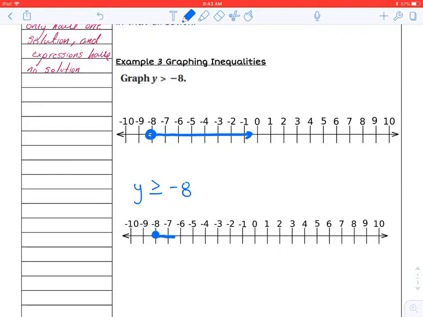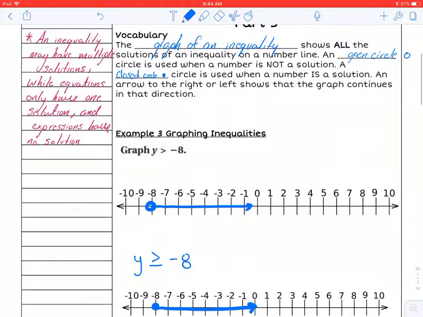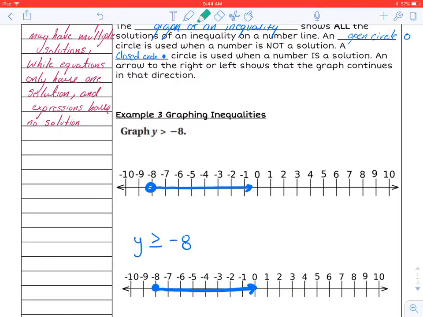And then the numbers that are greater than negative 8 are still to the right of it. So the only difference here is that because of this equal sign, we are using a closed circle to represent that negative 8 is part of the solution, whereas up here, negative 8 was not part of the solution set. So that's how the equal sign on the greater than or less than is going to change whether you're using an open circle or a closed circle. Because like we said, a closed circle is used when a number is a solution.